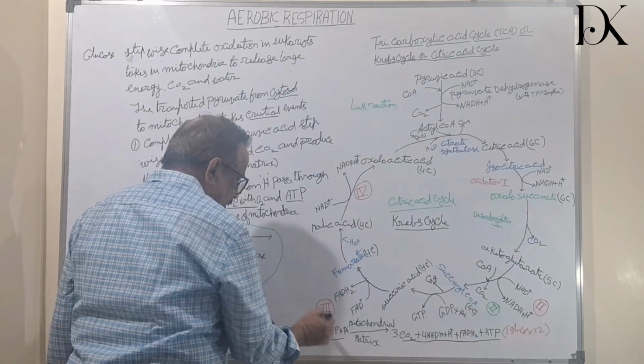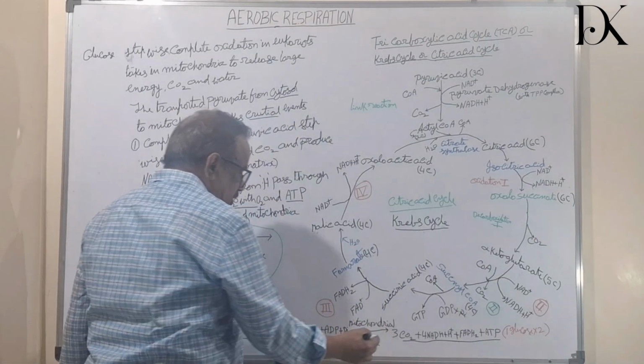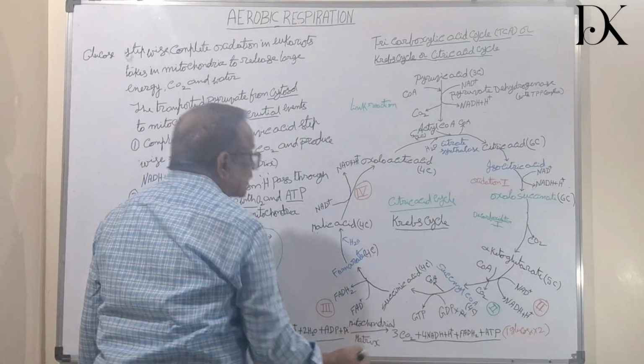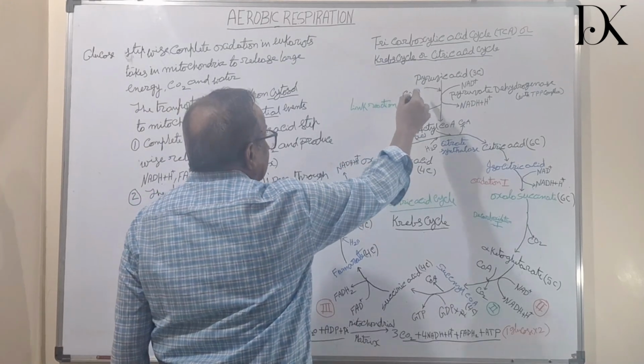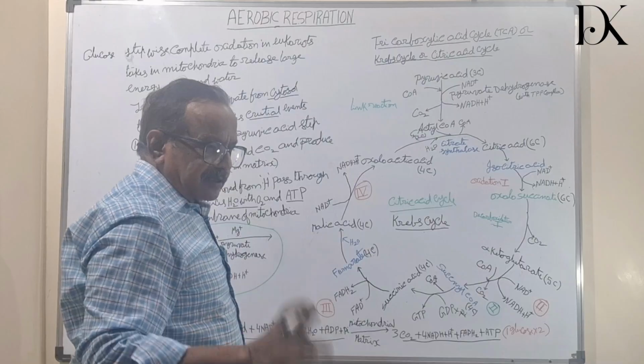And inorganic phosphate. In the mitochondrial matrix, it gives 3 carbon dioxides. 3 carbons will be lost in the form of 3 carbon dioxides. 1 will be in the link reaction, 2 will be in the Krebs cycle. Remember it, this is most important.